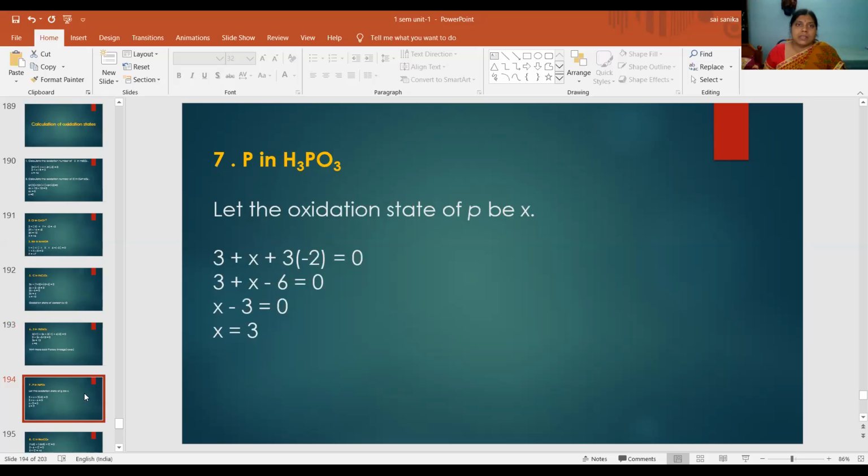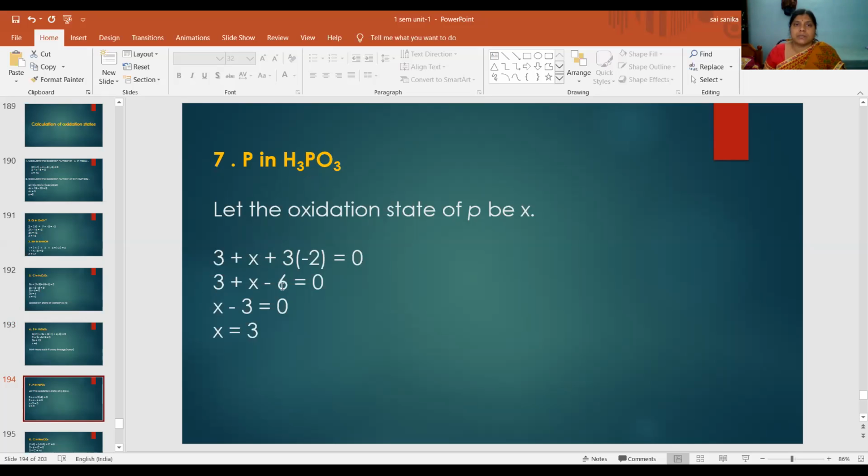Okay. Then P in H3PO4. What is the oxidation state of phosphorus in phosphoric acid? P you don't know, x. 3 hydrogens, 3 into 1, that is 3, plus only 1 phosphorus, x, plus 3 oxygens, 3 into -2, equal to 0.